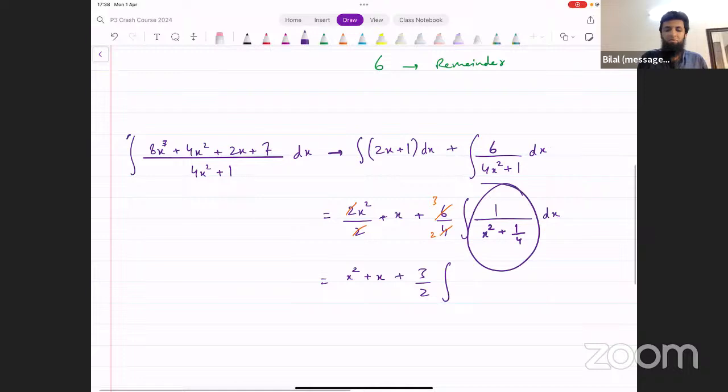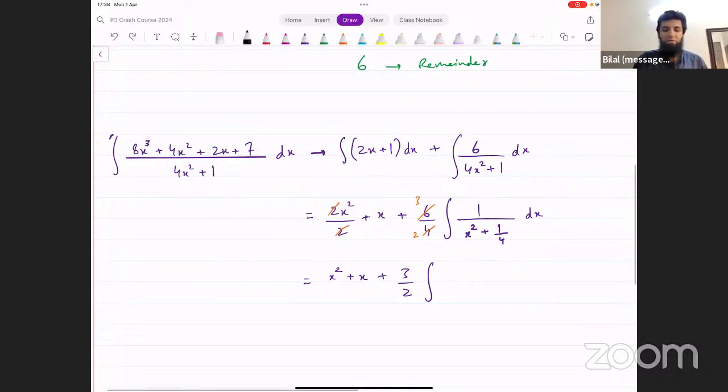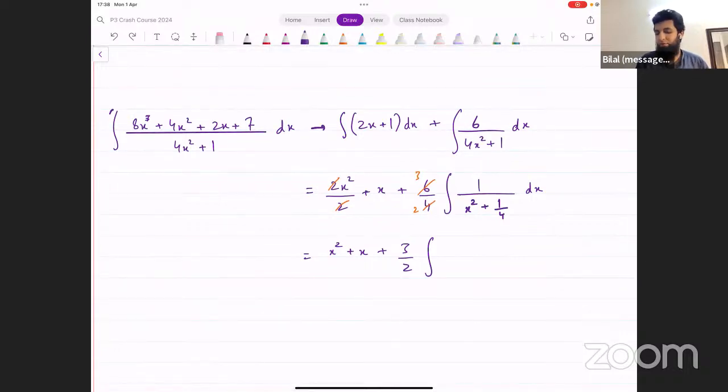Now, this needs to be written in tan inverse form, right? What was the tan inverse form? 1 over x squared plus a squared. So we can write this in square form. We can say this is x squared plus 1 over 2 whole squared. 1 over 4 could be written as 1 over 2 whole squared.